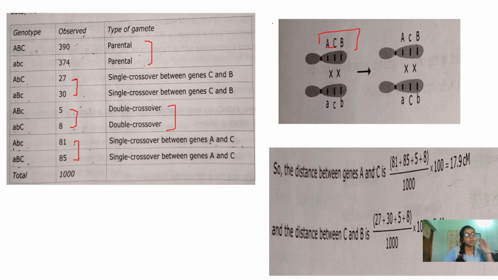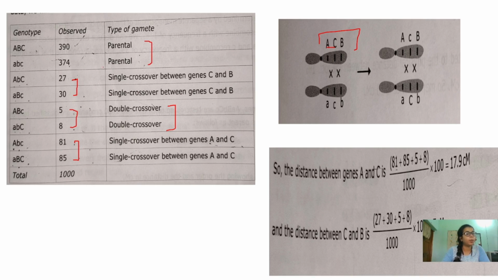Next you need to find the gene order. After finding the gene order, suppose you get ACB. Then AC is single crossover 1 and BC is single crossover 2. The single crossover AC value will be just below the parental, meaning after parental the next highest value will be 81, 85. You compare this and you can understand it better. Below that you will get 27, 30, that is single crossover 2, the next highest number. And the least numbers will be 5 and 8. So by this you can easily know the type of gamete within a few seconds.